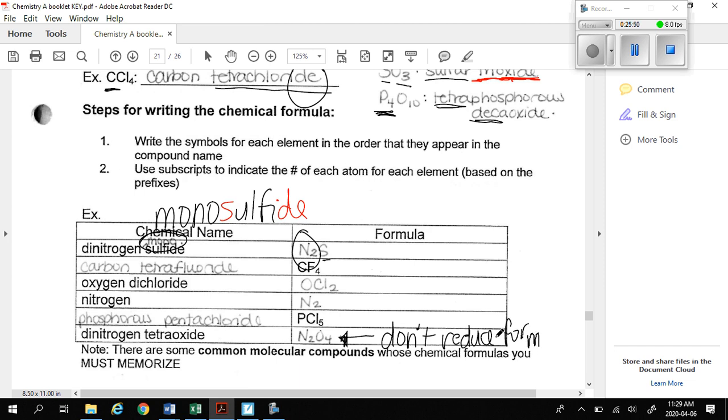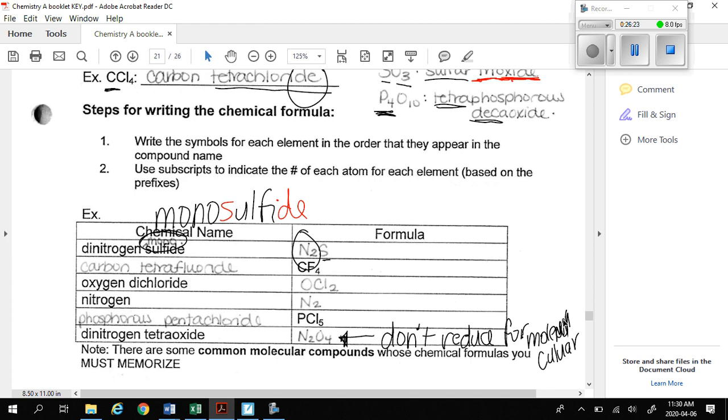I'm going to write molecular. For molecular compounds, you don't actually reduce it. That ratio is fixed, so you can't change it to just NO2 because that's a different compound. That's nitrogen dioxide. That's something totally different than dinitrogen tetraoxide. So you've got to keep your rules very clear with these two things.